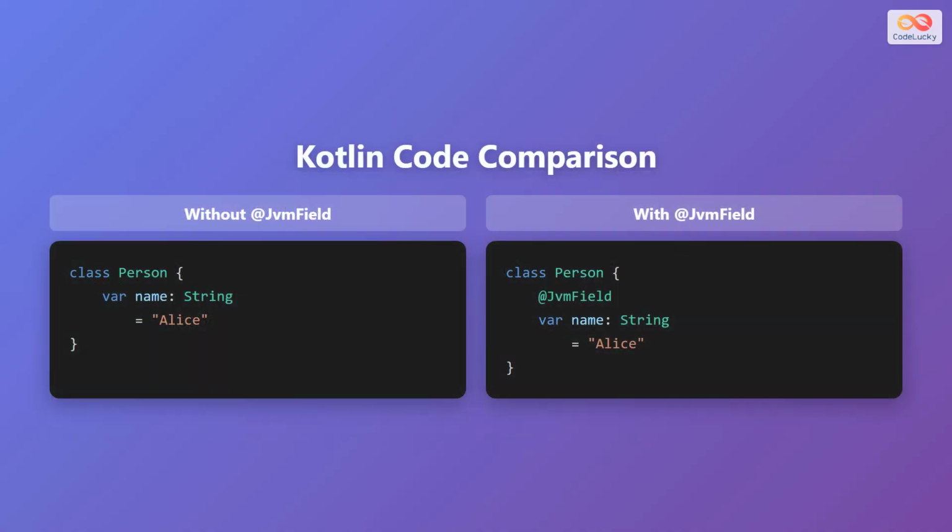Let's compare Kotlin code with and without JvmField. On the left, we have a Person class with a name property without the annotation. On the right, the same Person class but with the @JvmField annotation applied to the name property. While the Kotlin code looks similar, the difference becomes apparent when accessing these properties from Java, which we'll see next.